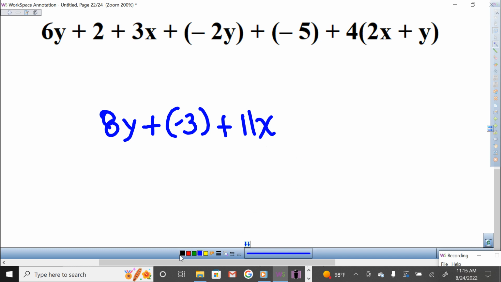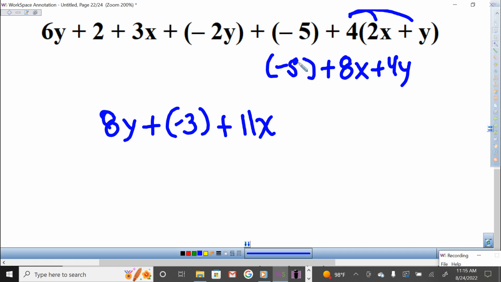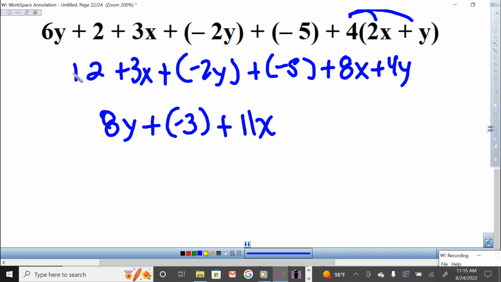Let me double check the work. Ready? What is the first thing we said before we left that we needed to do to this one? Distribute. Is that correct? So we get 8x plus 4y. Bring down the plus. Bring down -5. Bring down the plus. Bring down the -2y. Bring down the plus 3x plus 2 plus 6y.